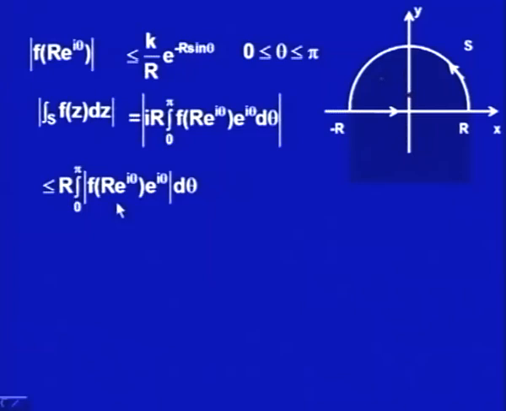So what we get is that this would be less than or equal to k upon r e to the power minus r sin theta. Since k and r are constant, I could take them out of the integral sign. So r into k by r I would get as k, and then the integral from 0 to pi of e to the power minus r sin theta d theta. Now, I can use Jordan's inequality, and I could write this as less than pi upon 2 r, that is, this is less than k times pi upon 2 r.